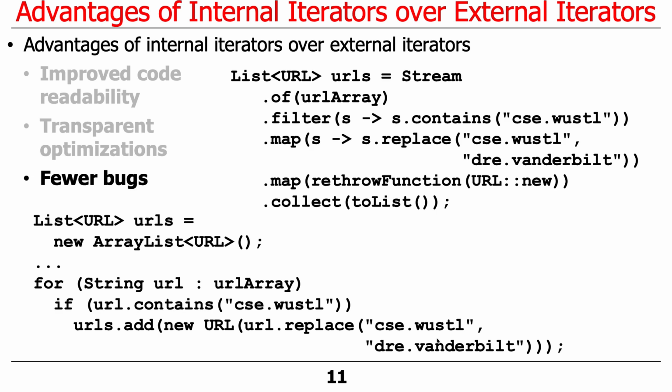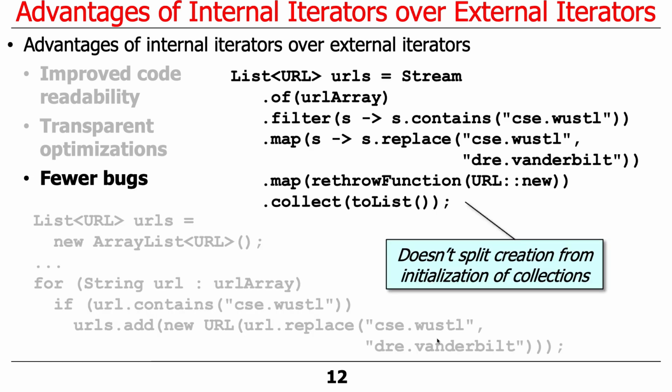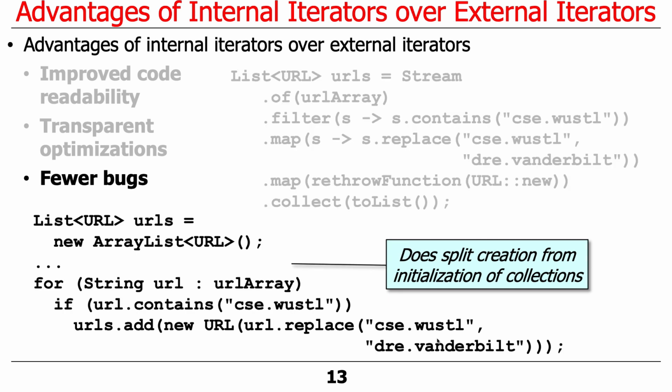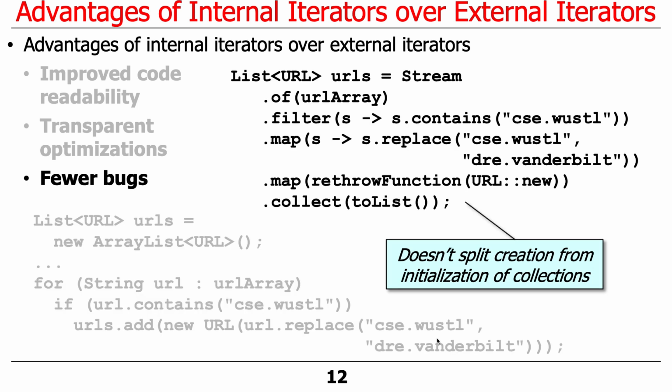So those are some of the benefits. Another thing is fewer bugs. This particular approach doesn't split the creation of the collection from its initialization, whereas this code here does. So you have to first create this list, and then you have to add to it. Whereas this, we create the list and stick it in here as part of the terminal operation on the stream. So it's just fewer things to remember to do. It does it for you. It makes sure things are initialized as they're created.